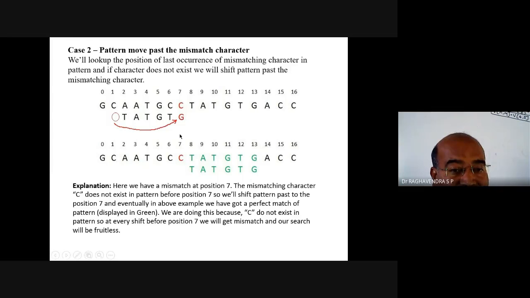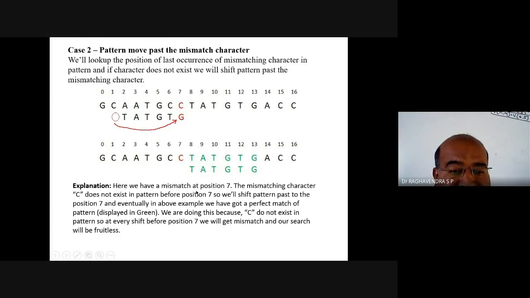So how will this work? Let us find out. Okay, look, here we have a mismatch at position 7. First, we compare G with C, and the mismatch happens right there. What is happening with the first character? There is a mismatch.